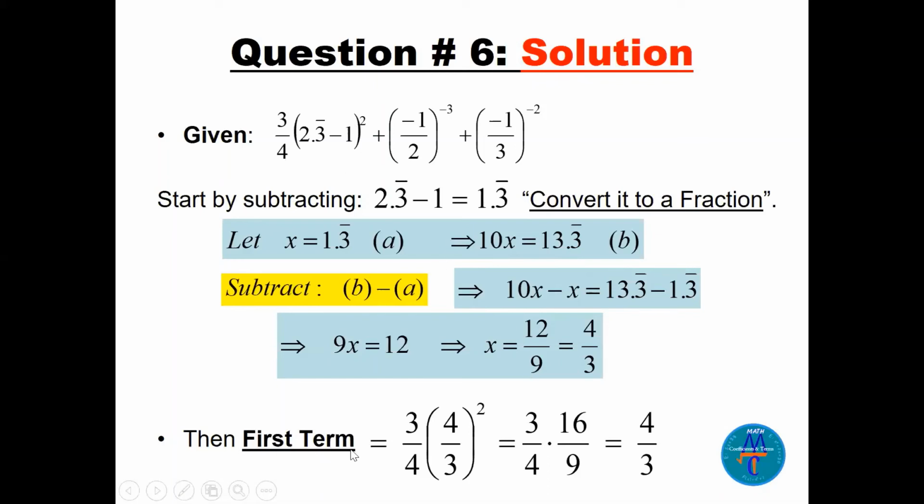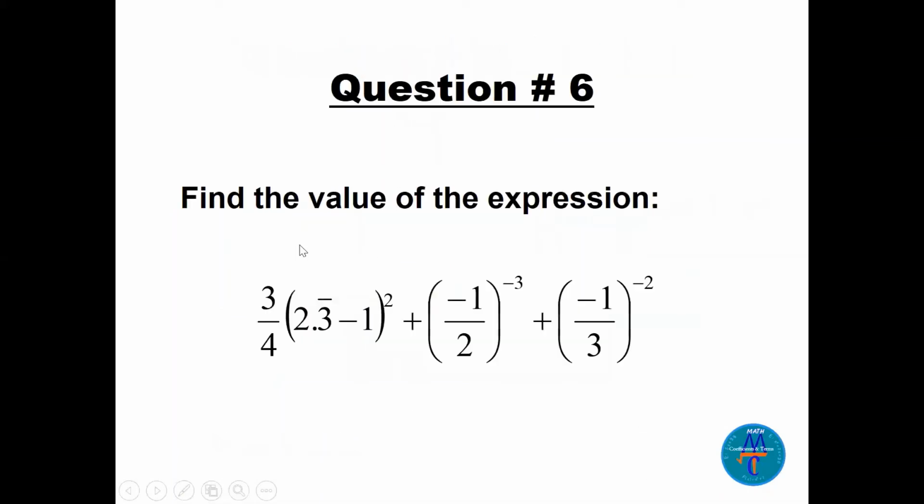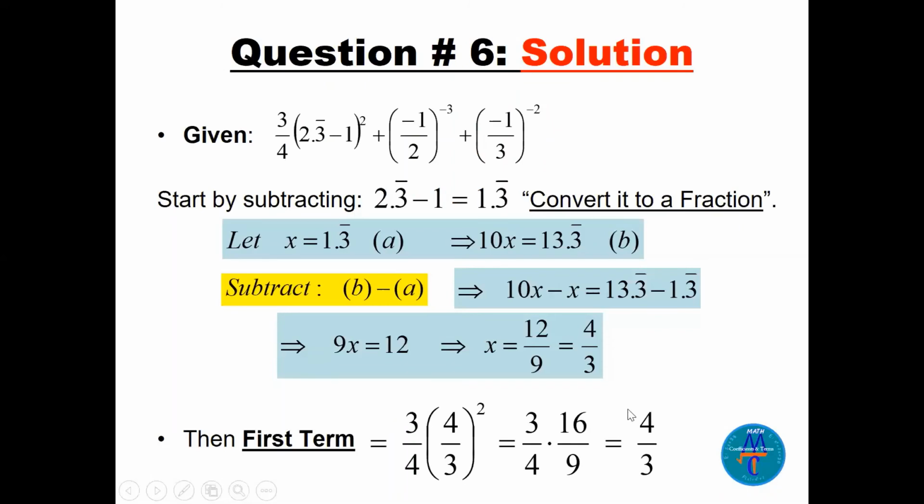So let's simplify the first term. 3 over 4, it's given in the question. 4 over 3, square it. So it will be 16 over 9. When you simplify by 3 and by 4, you get 4 over 3 as the first term. You see the first term here. I will do the second and the third. The whole first term is 4 over 3. One slide here, you can see it. So leave that one, 4 over 3.